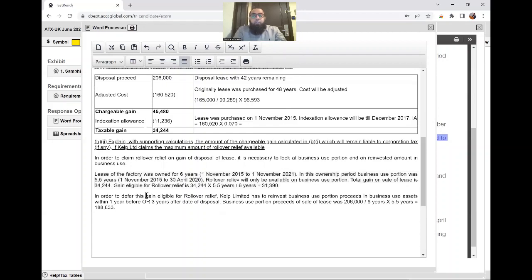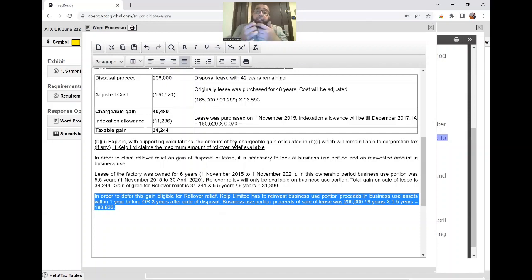Now, in order to defer this gain, Calp Limited has to reinvest the business use portion proceeds, and the total proceeds are 206,000. If you have forgotten the rules of rollover relief, my first advice is to open up your register, open up the summary notes, and look at the rollover relief business use concept. I used to split the gain between business and non-business. Rollover relief is only on business use concept. So we have the business use gain.